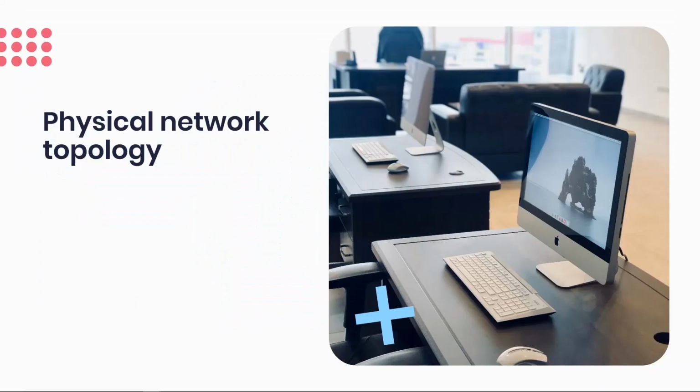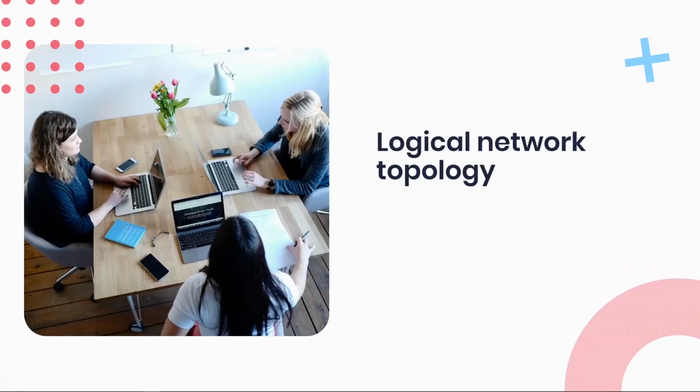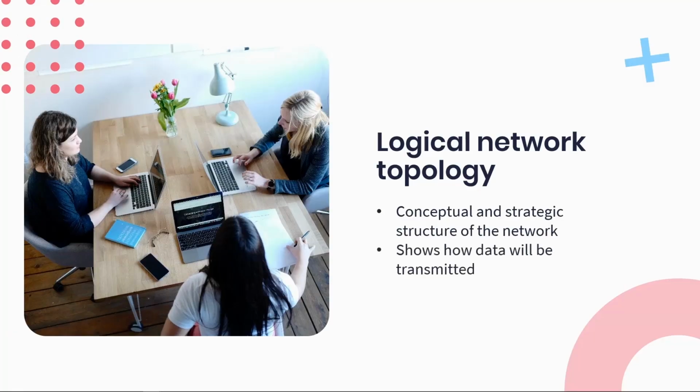Physical network topology reflects more on tangible connections, such as wires, cables, and devices. It shows how the network is structured. The logical network topology is more the conceptual and strategic structure of the network. It shows how data information will be transmitted.